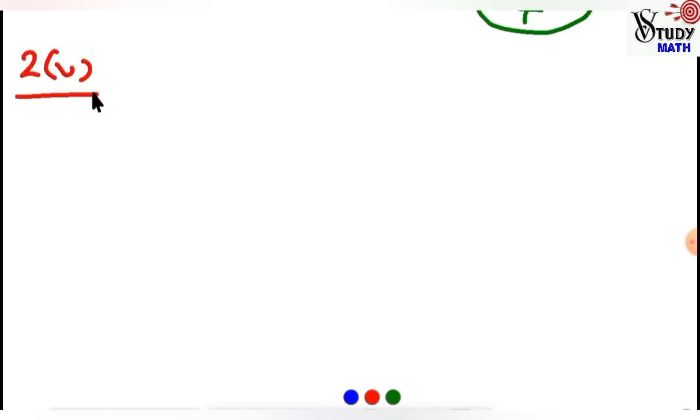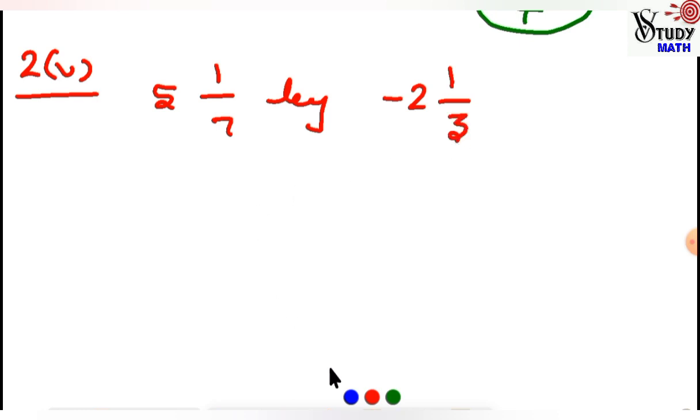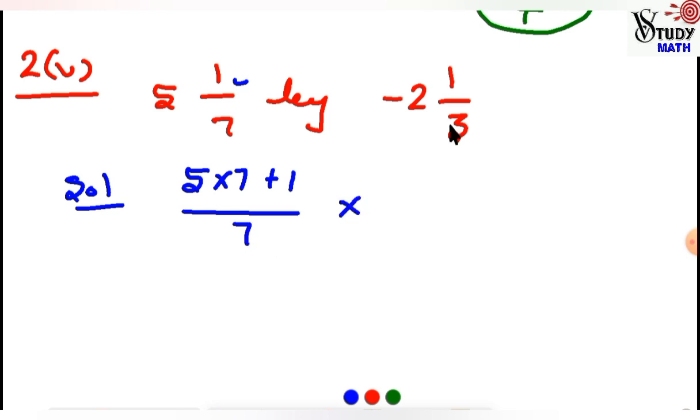Second, fifth part. Given here 5 and 1 by 7 multiplied by negative 2 and 1 by 3. Now solve the question. First we are going to open the mixed fraction. So how can we open the mixed fraction? This 5 is going to multiply 7, and this 1 is the remainder. We are going to add this 1 here, and upon 7. In the same manner, 2 3s are 6, and 1 is 7. So negative 7 by 3.